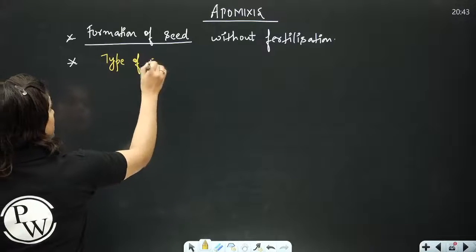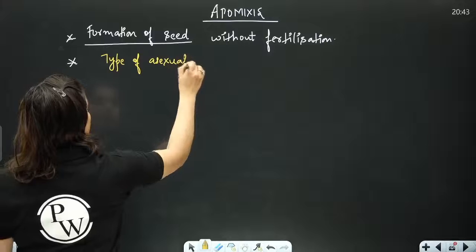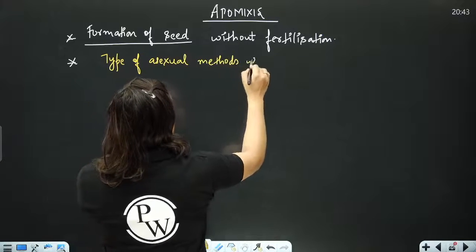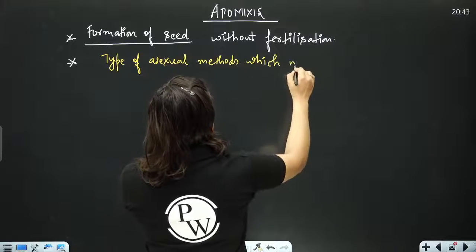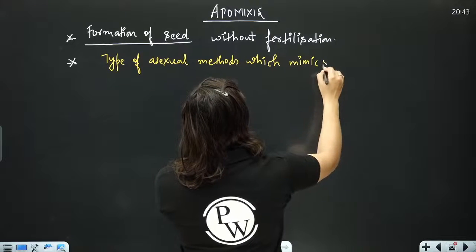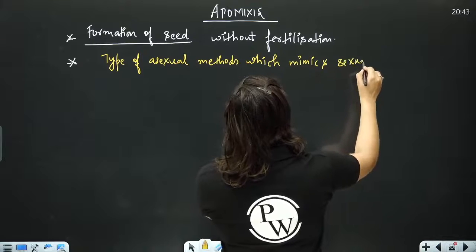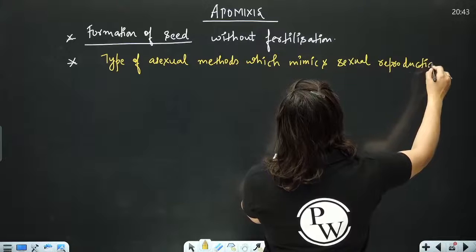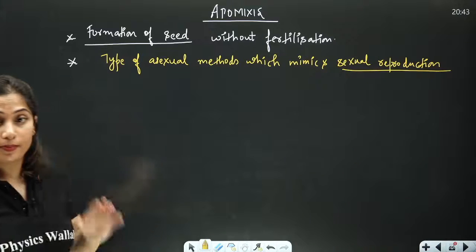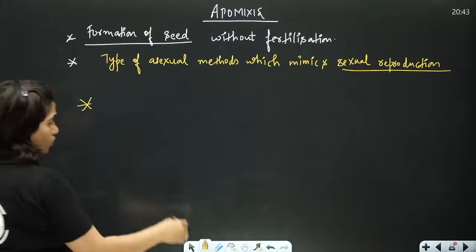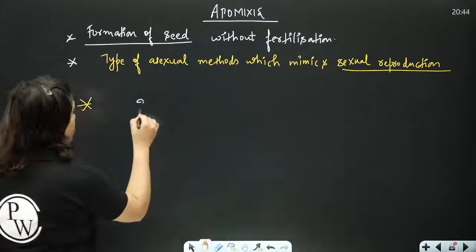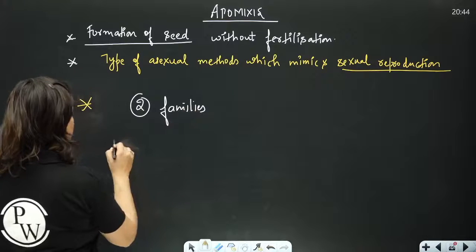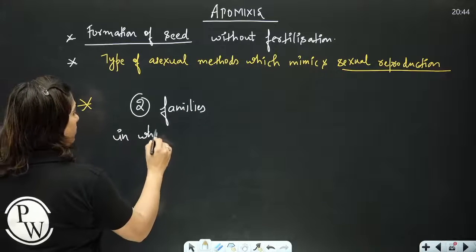This is a line of NCERT. This is the type of asexual method which mimics sexual reproduction, because formation of seed is a sexual reproduction, right? So apomixis is asexual reproduction which is trying to be sexual reproduction. Okay, this line is important. In NCERT, there are two families given in which apomixis is commonly seen.